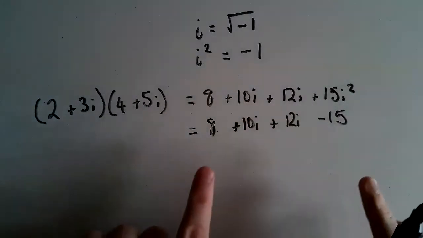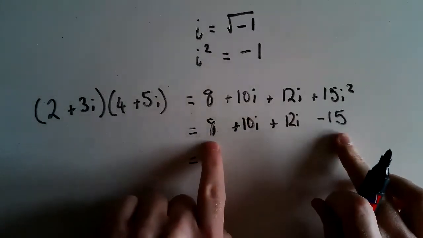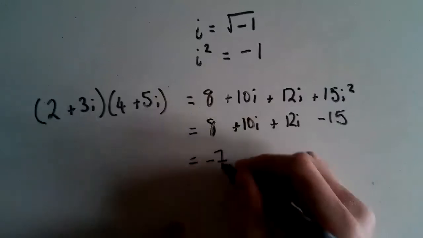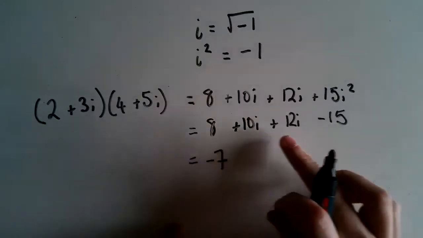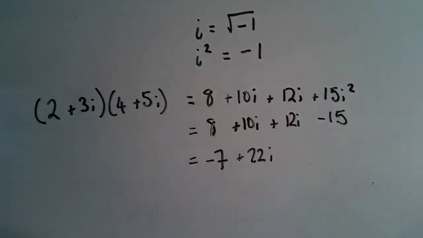So now I can simplify it. So the real bits first. 8 and minus 15 gives me minus 7. 10i and 12i gives me 22i.